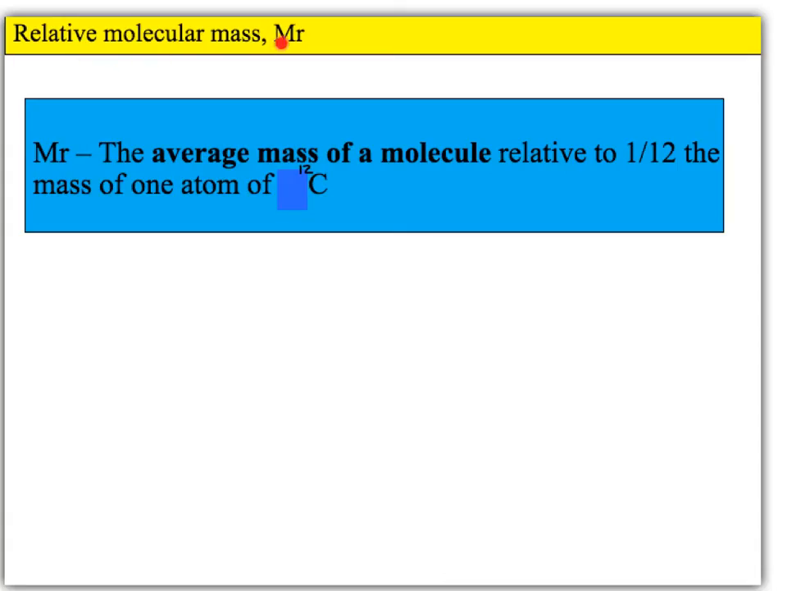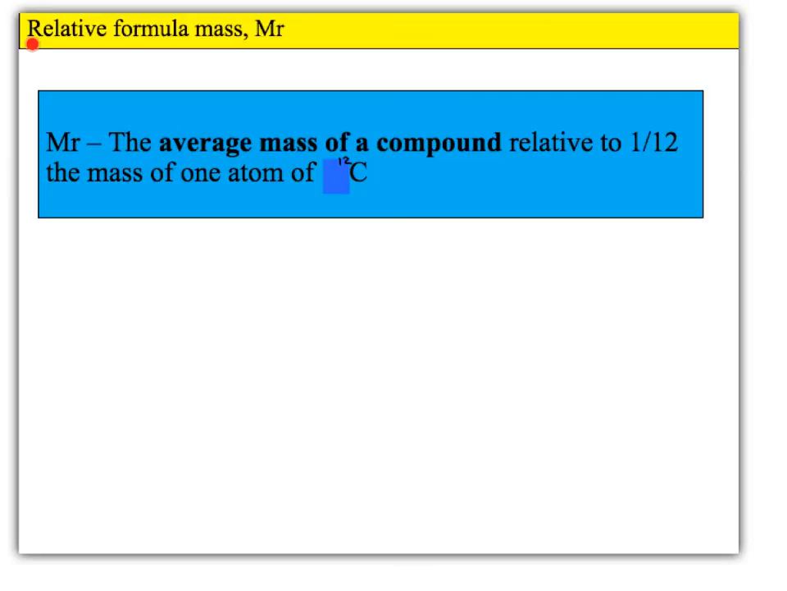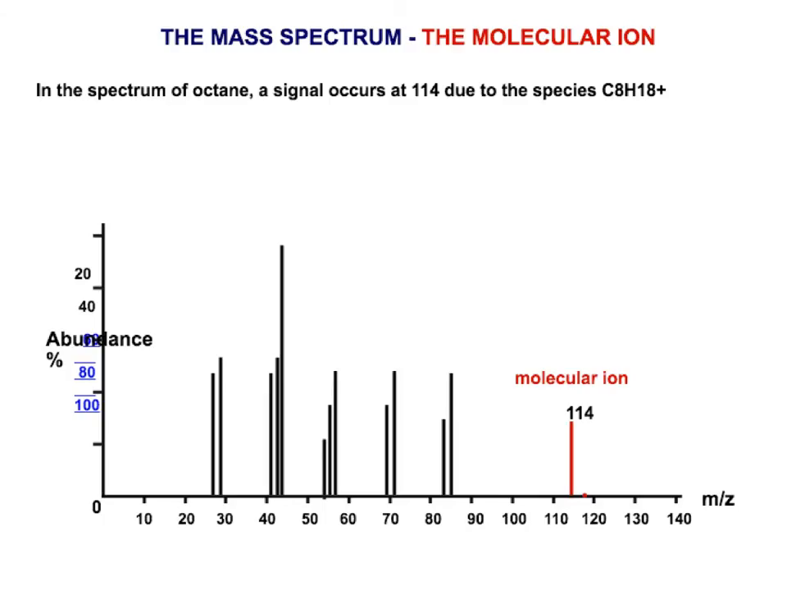Relative molecular mass, given the symbol Mr, is the average mass of a molecule relative to 1/12 the mass of one atom of carbon-12. To work out the relative molecular mass, you just add up all the relative atomic masses of the atoms in the molecule. Relative formula mass, also given the same symbol, is the average mass of a compound relative to 1/12 the mass of one atom of carbon-12. So you can use mass spectrometry to work out the relative formula mass or relative molecular mass.